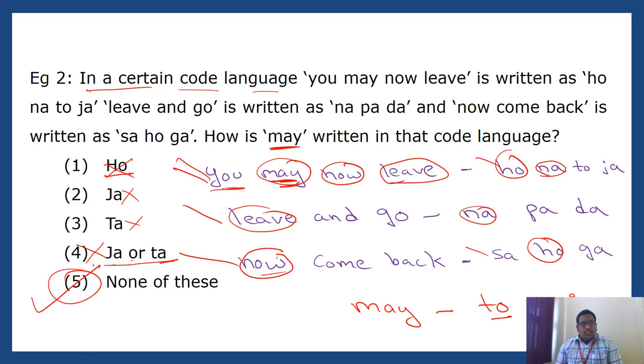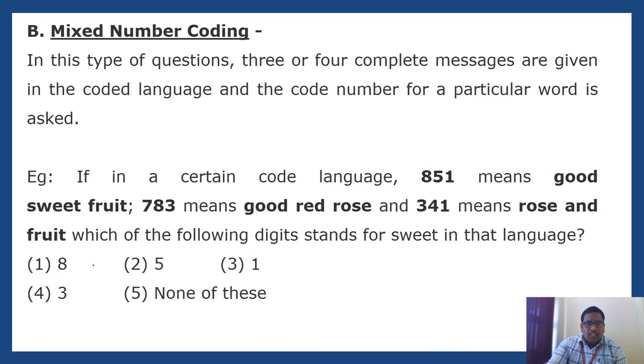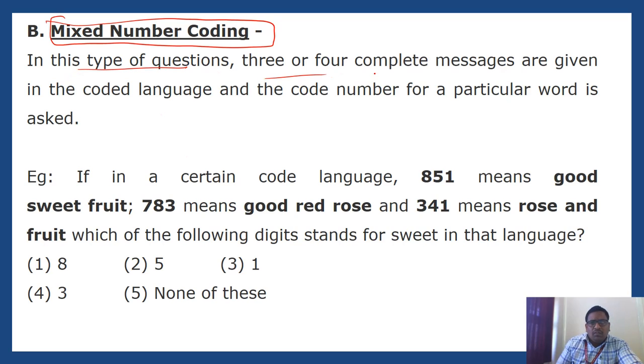Clear? This is how questions are solved. Understood? Very interesting concept. If you get involved deeply, you can easily crack questions from coding and decoding. Clear? Okay, let us go for the next category of classification, mixed number coding. It applies the same concept as we have done for the previous one. The only difference is instead of code words, you will have numbers with respect to words. In this type of question, 3 or 4 complete messages are given in code language and the code number of a particular word. That's it. So follow the same logic.